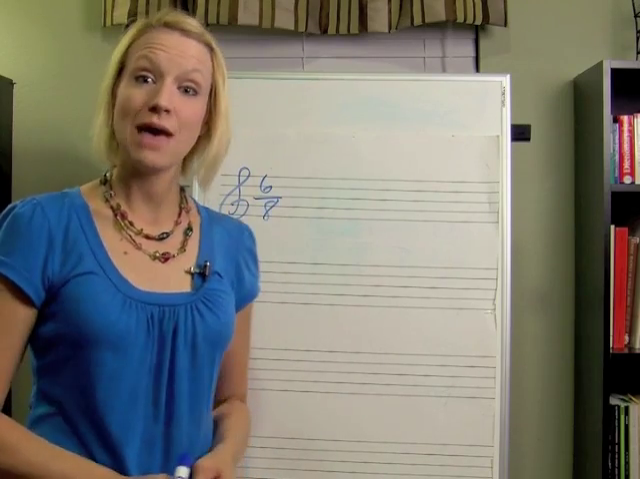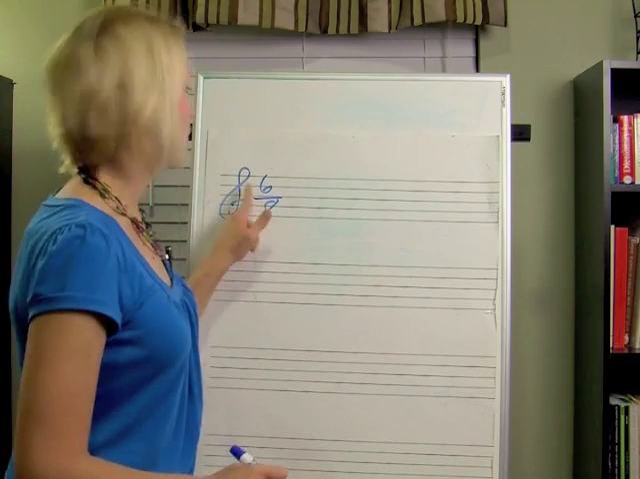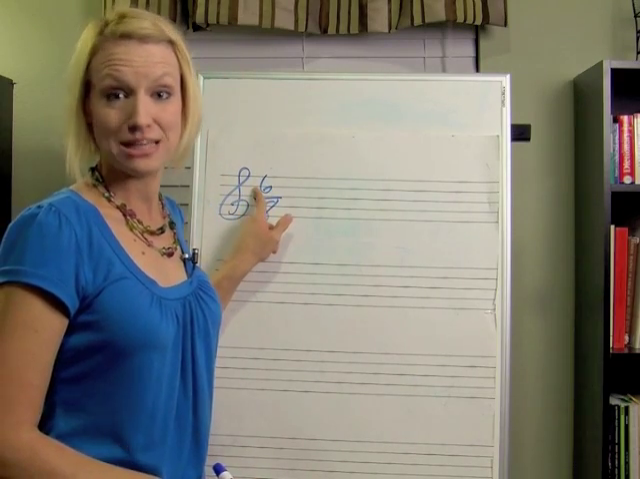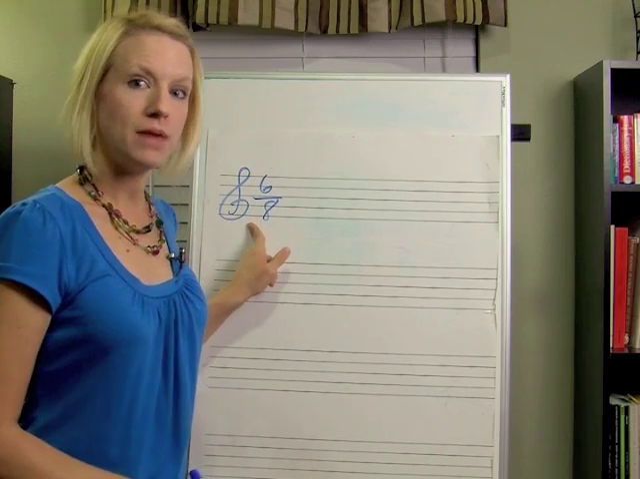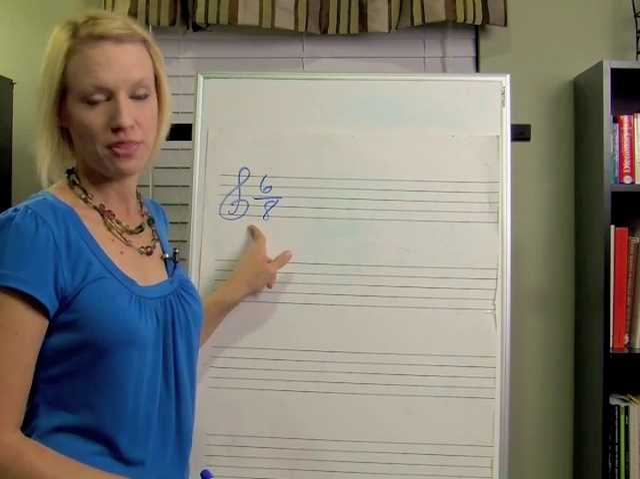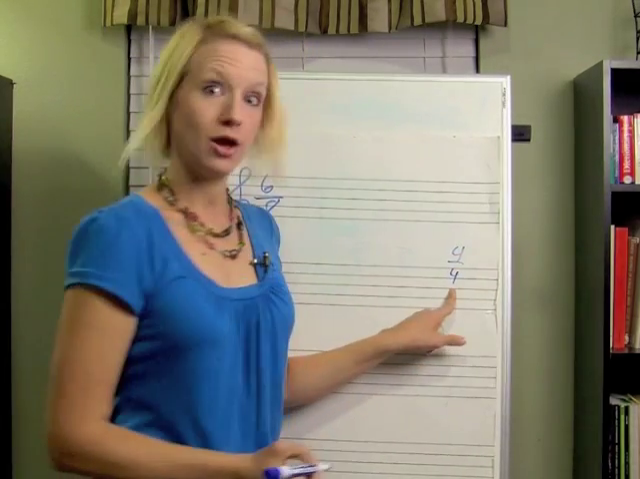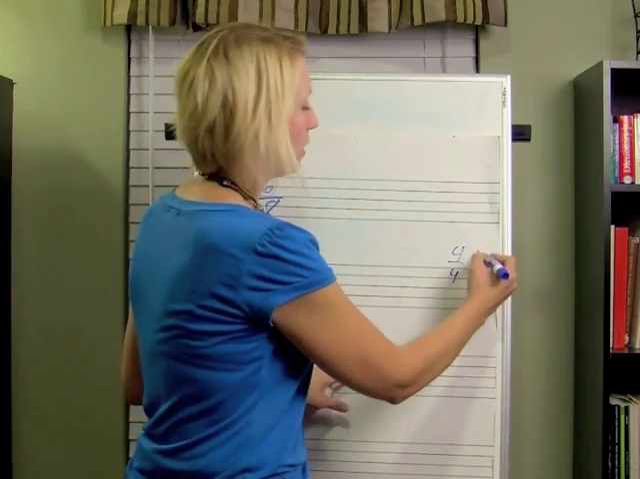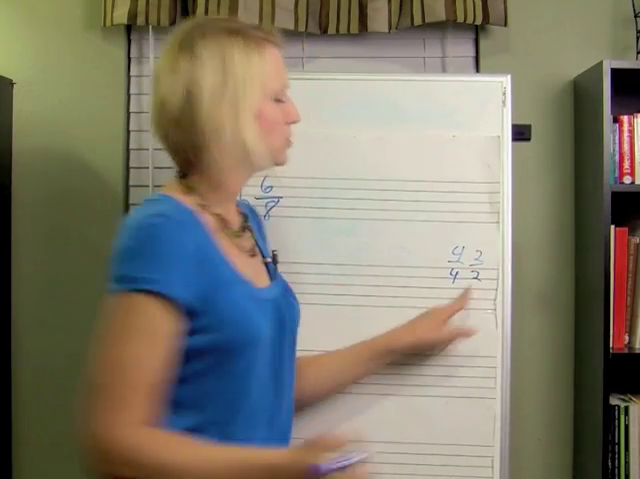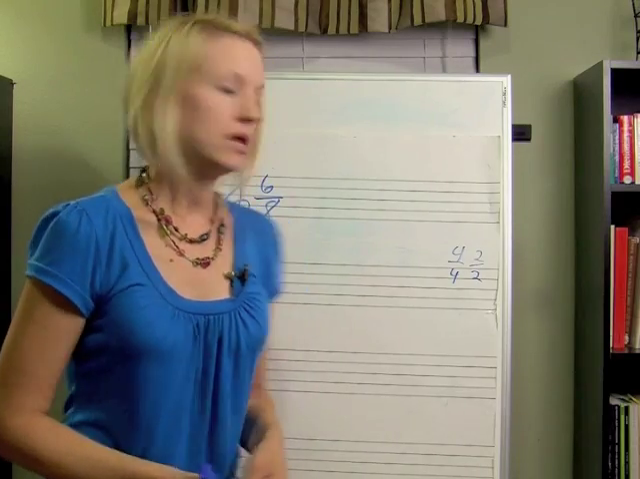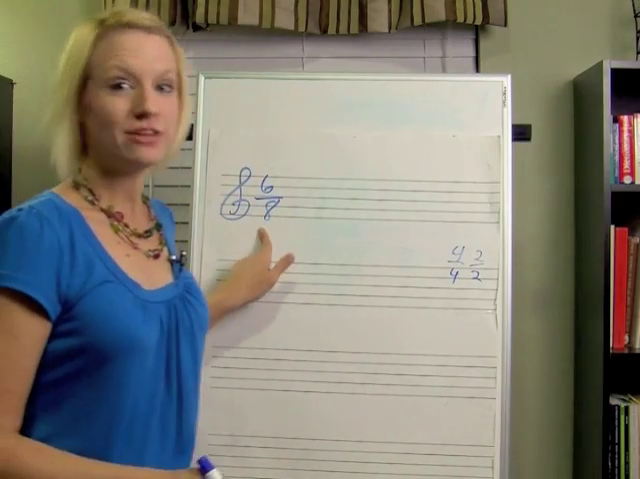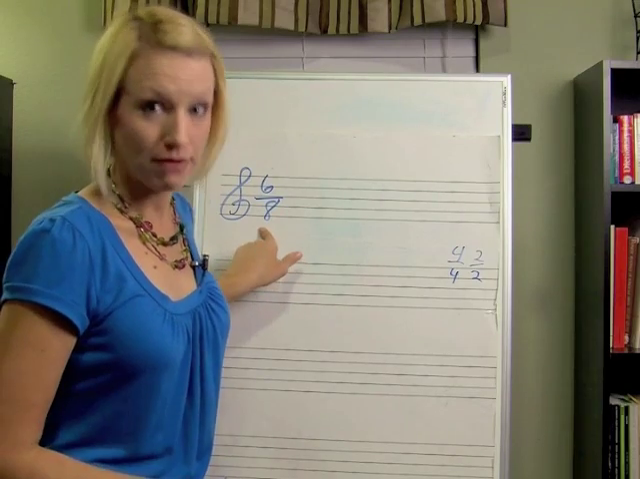So using the rule that we already learned in the definition of a time signature, we know that the top number tells us how many beats are in the measure. So we know that there's now 6 beats in the measure. The bottom number tells us what kind of note gets the beat. Well, when it was 4/4, a quarter note got the beat. When it was 2/2, the half note got the beat.